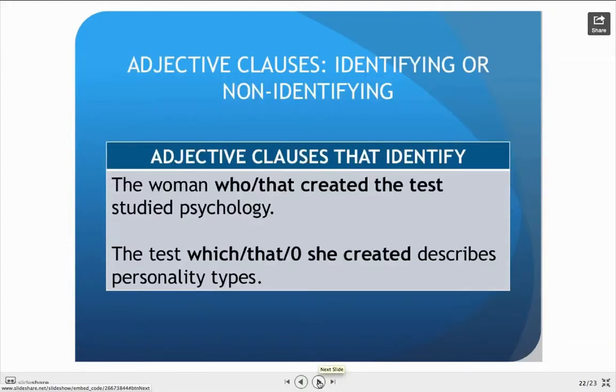Okay, this is just beginning the problem of identifying or non-identifying adjective clauses, and you have another whole little video file that explains this more completely. But the woman who created the test studied psychology. The test that she created describes personality types. Okay, these are identifying clauses. I am using this clause to identify the woman. What woman am I talking about? I'm using this clause to identify the test, to explain which test I'm talking about.